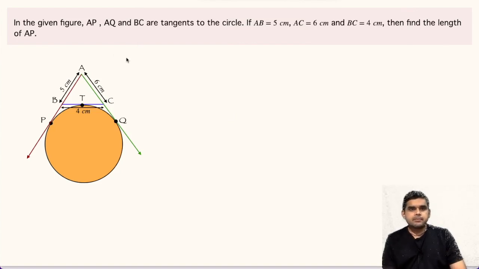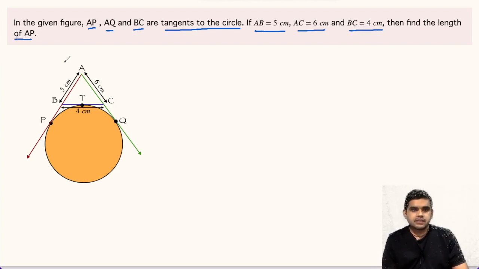Once again, I am back with an interesting question today. In this question, it is given that AP, AQ and BC are tangents to the circle shown. Measure of AB is 5 centimeter, AC is 6 centimeter and BC is 4 centimeter. We are asked to find the length of AP. That means this distance AP.